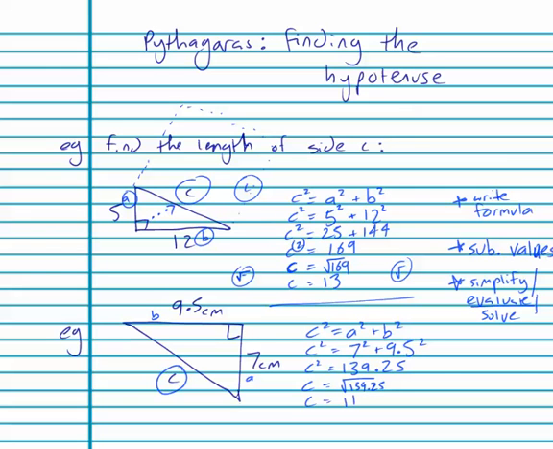is 11.80. Our units were in centimeters. C is a length, so it's also in centimeters. And we're done. We've found the hypotenuse.